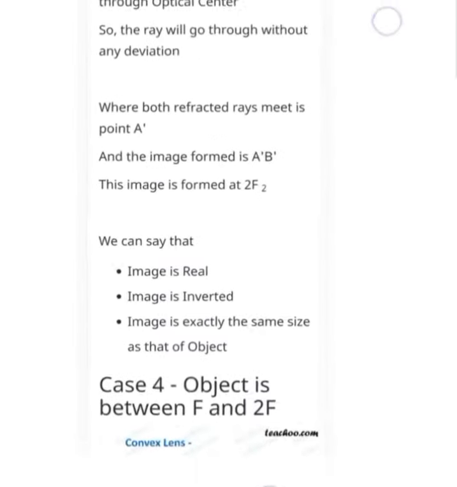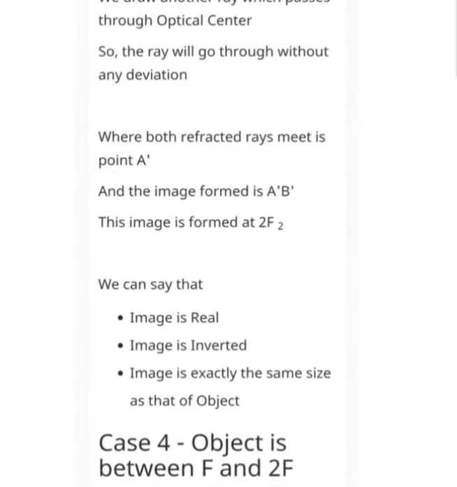From both results, first and second, we get the conclusion. Now what is the conclusion? The image formed is real and inverted, and the image is exactly the same size as the object. You will get one question from here about the image and object: the height of the object is equal to the height of the image.